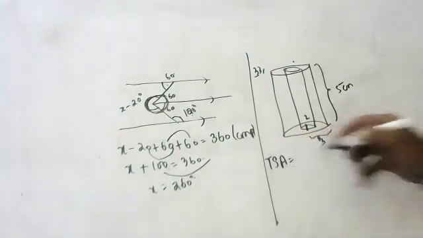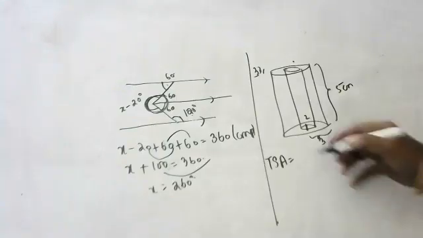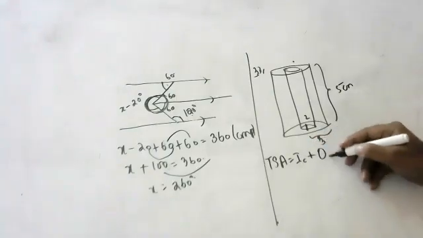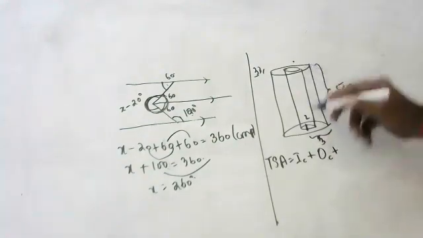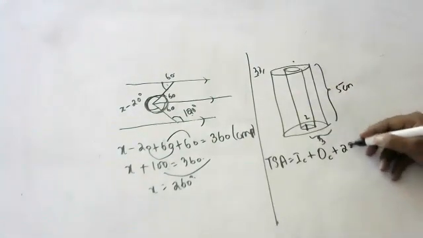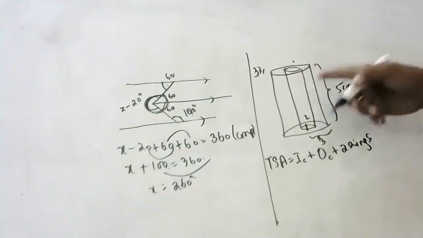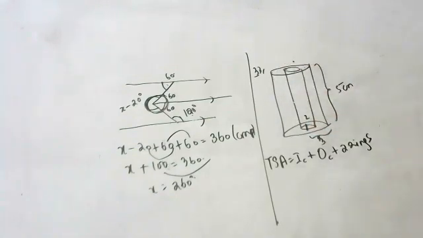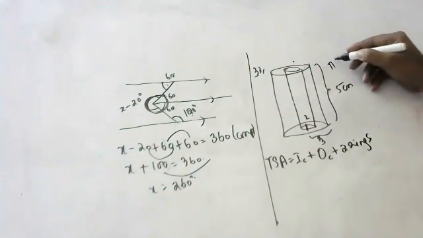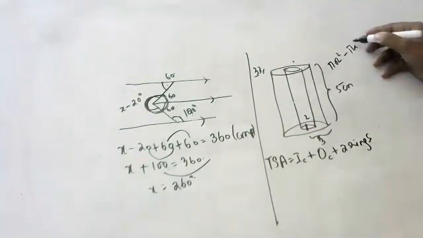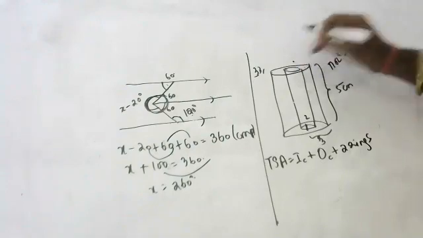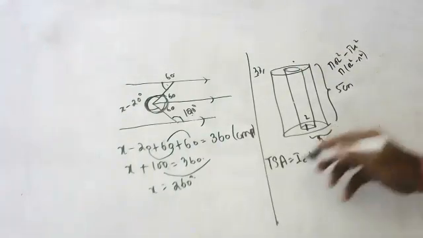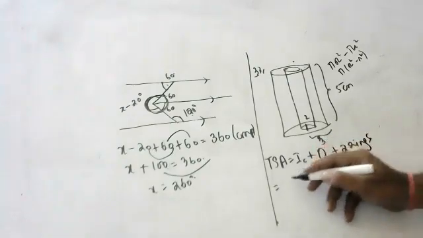You know how to do it? Inner CSA plus outer CSA plus upper ring plus lower ring. Two rings are there. What does ring mean? Big circle minus small circle. Like that, how many are there? Two.